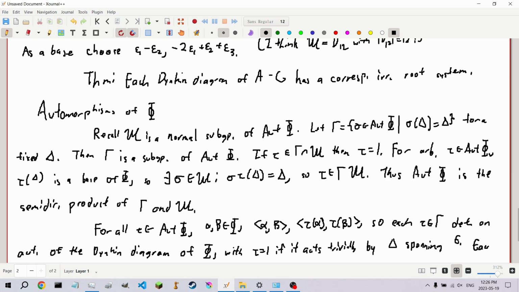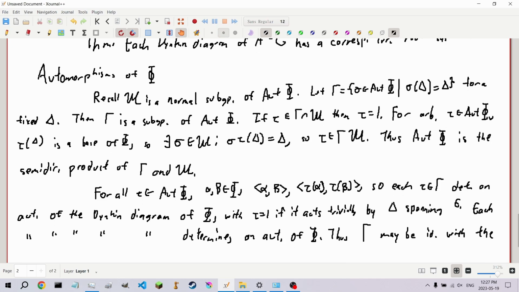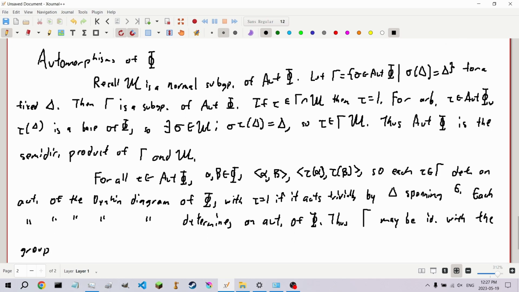And we also see, obviously, each automorphism of the Dynkin diagram determines an automorphism of phi. Thus, our gamma may be identified with the group of diagram automorphisms. And so what are those?